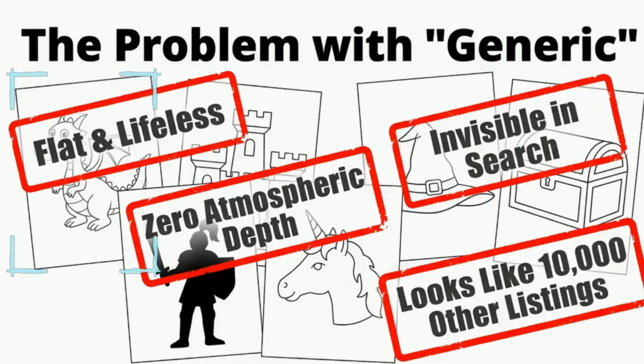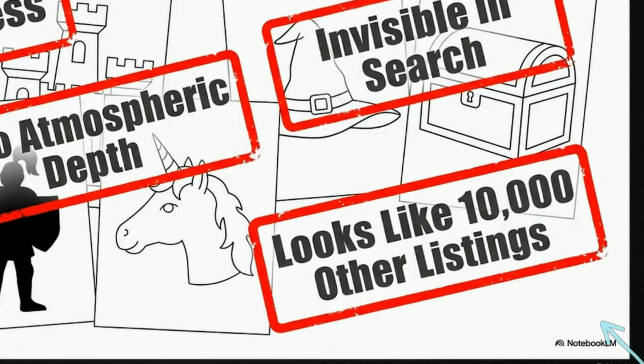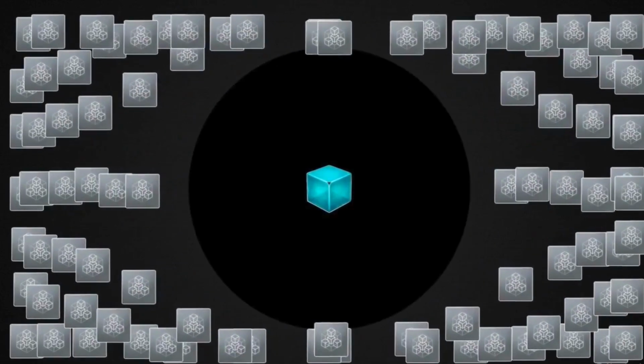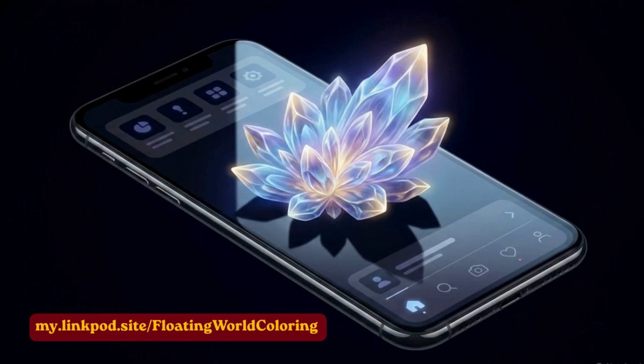Publishing flat, white background pages guarantees your book will blend in with 10,000 other identical listings. The true barrier to KDP sales isn't a lack of marketing effort. It is a fundamental lack of visual disruption in a heavily saturated algorithm. There is an alternative, a specific positioning play designed to force visual depth and break the mobile scrolling pattern.